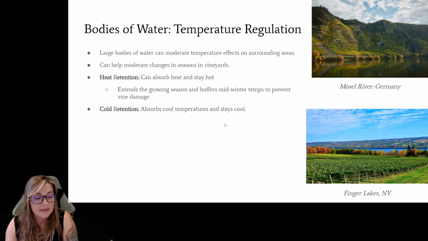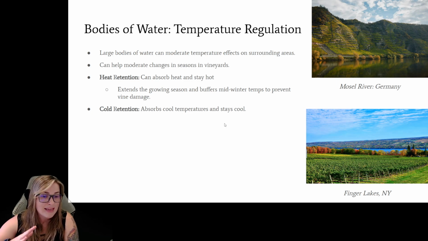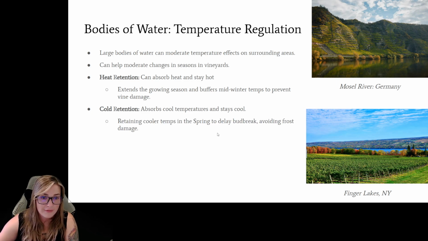And then on the opposite side of that, once that water does get cold and absorb all of that cool temperature, if there's a sudden heat swing in the spring, then it will help moderate and keep the surrounding area cool, which is actually a benefit because it will delay your bud break, which could lengthen your growing season and allow you to be safe from a frost damage event, right? So if your buds are delayed from breaking, say you have a heat swing, which we've seen a lot locally in these past couple of years, right?